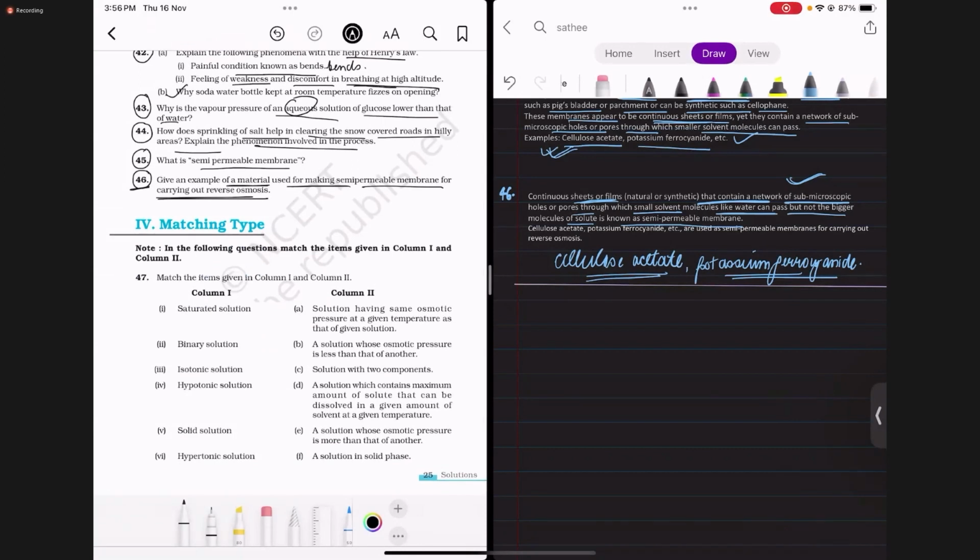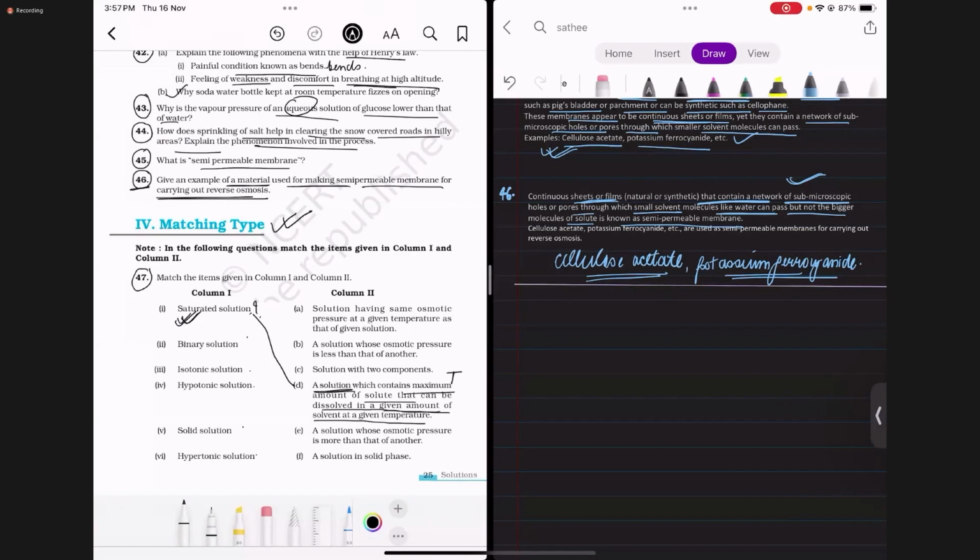अब हम आते हैं matching type of questions पे. उसमें question number 47 है, तो हमें इन्हें अपने definitions के साथ match करना है. So what is a saturated solution? A solution which contains the maximum amount of solute that can be dissolved in a given amount of solvent at a given temperature. So when temperature is constant, the maximum amount of solute that can be dissolved in a given amount of solvent, तो हम ऐसे solution को saturated solution बोलते हैं.